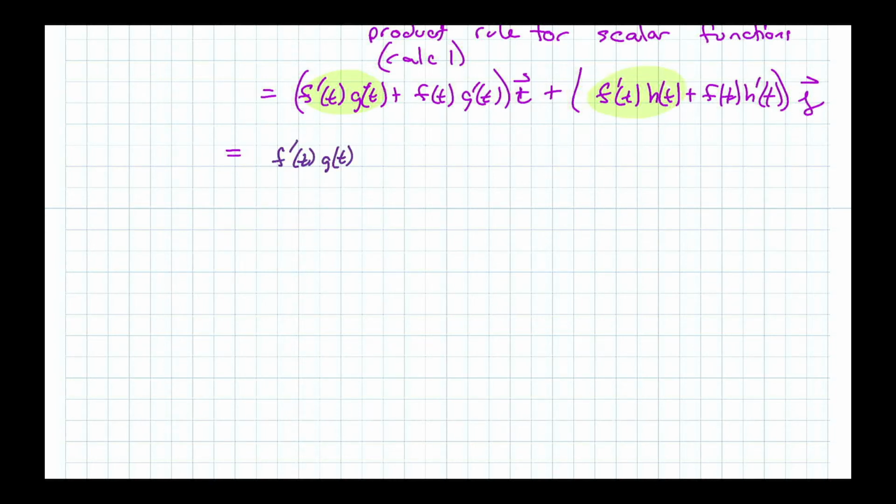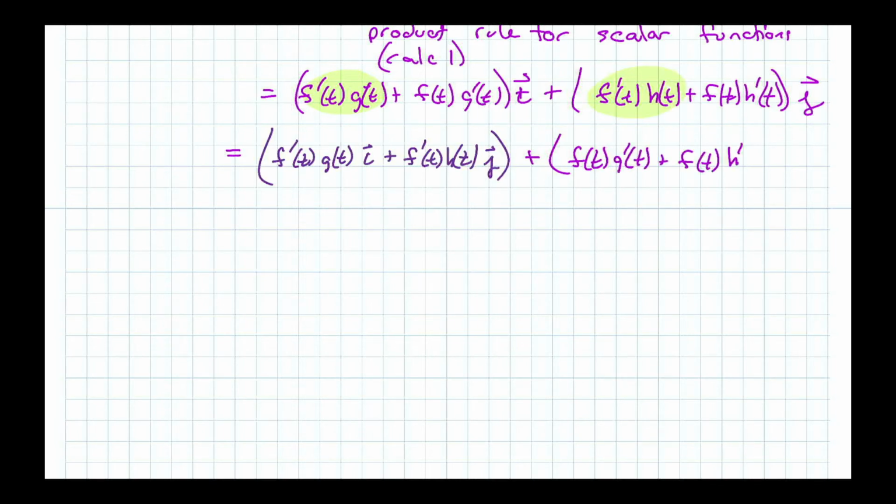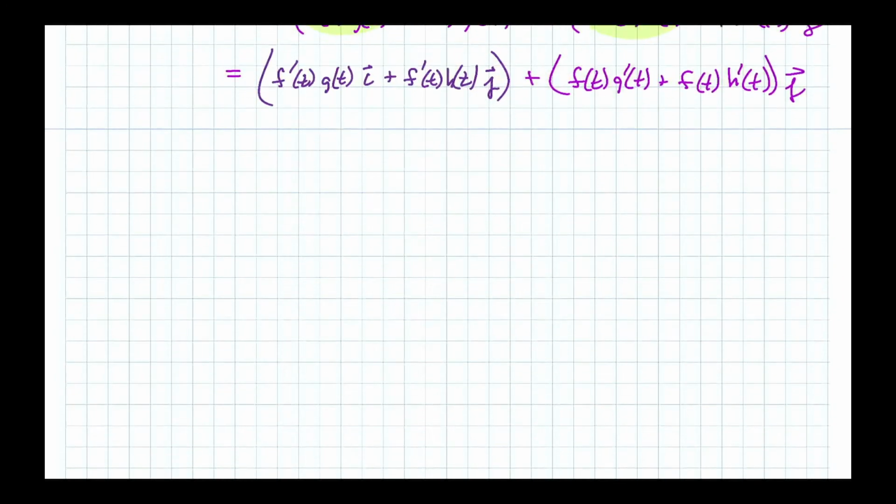So you'd have f prime of t times g of t, but then times i. So you still have the i there. And then you've got f prime of t times h of t from over here, times the j. So that's got a j. So group those together. And then you've got separately the other terms, which are f of t g prime of t i and f of t h prime of t j, like that.